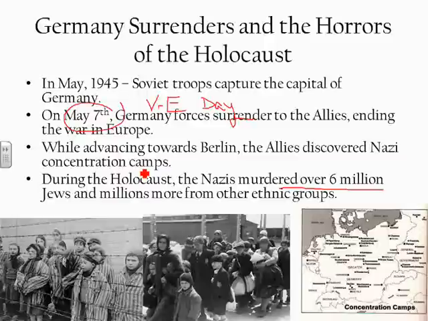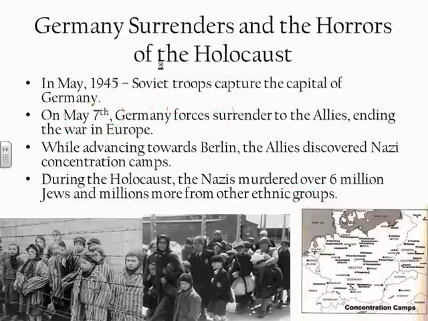That would be the end of the war in Europe, right? And this is also important to note here that in May 1945, it's the Soviets that get to Berlin first. There's almost like a race between the Americans and the British on one side and the Soviets on the other side. They were both trying to capture Hitler alive. He ends up committing suicide in his bunker in Berlin.